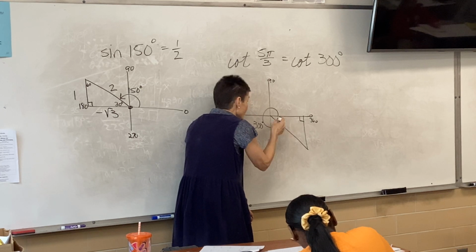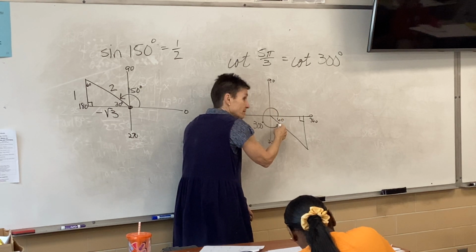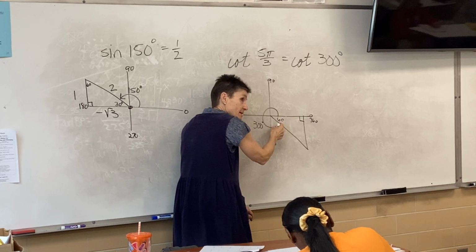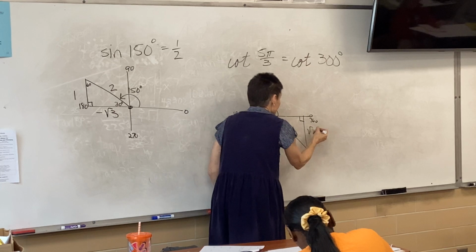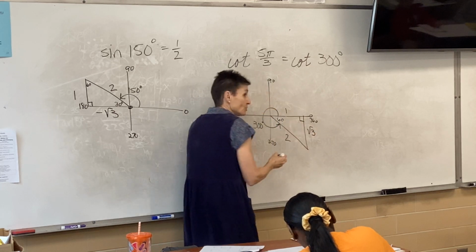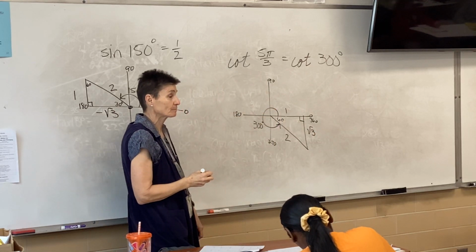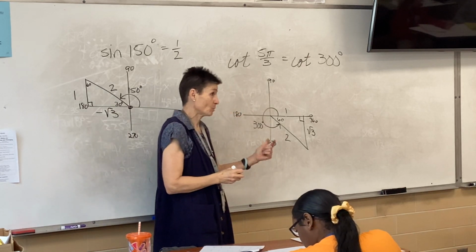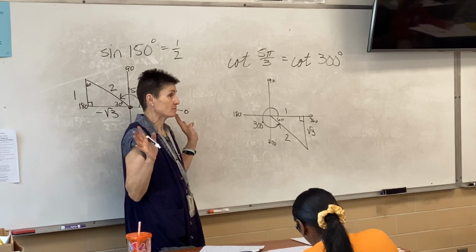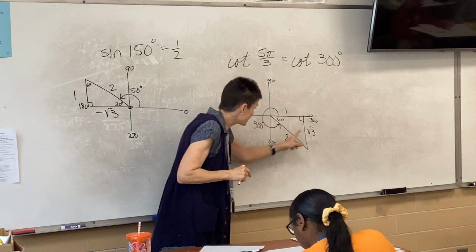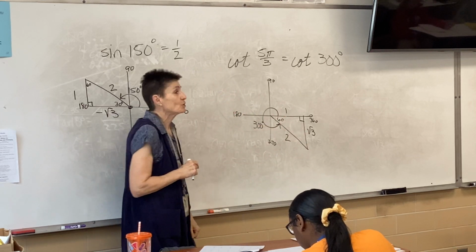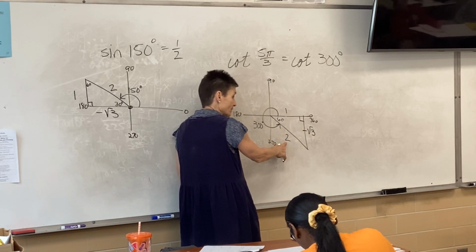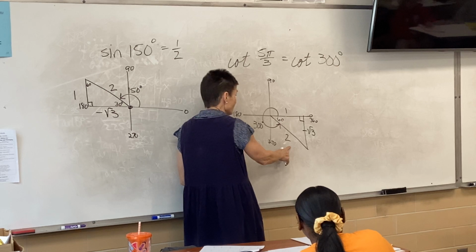60. Kids, this is 300. The whole revolution is 360, so that's got to be 60, which means this is root 3, this is 1, and this is 2, because I have that memorized. But anytime I draw a picture that's not in quadrant 1, there have to be negatives somewhere. So which of those numbers is negative? Just the root 3. The hypotenuse is never negative.